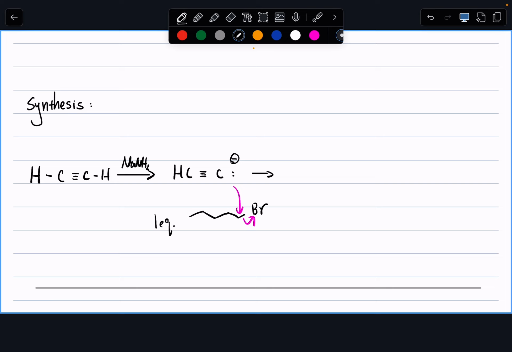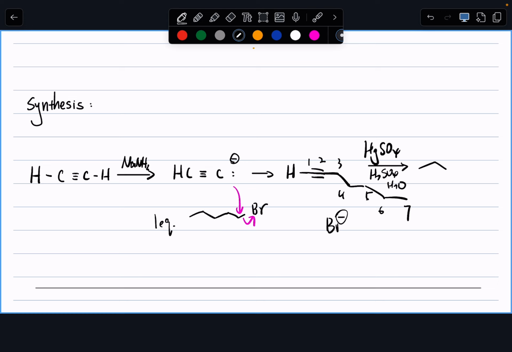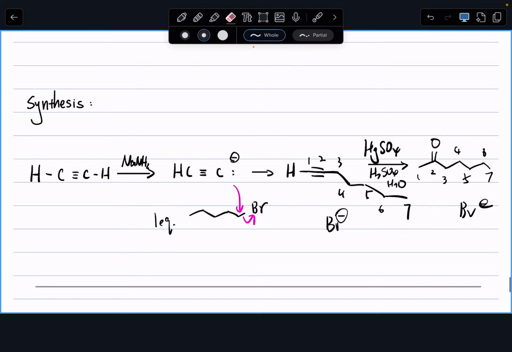And this needs to be one equivalent to avoid overreaction to get 1, 2, 3, 4, 5, 6, 7. So that's my internal alkyne intermediate. And then under conditions of HgSO4, H2SO4 in water, it undergoes hydration of your alkyne to form your ketone product. All right. So the two steps we take: first, skeleton; second, thinking about what are the functional groups.